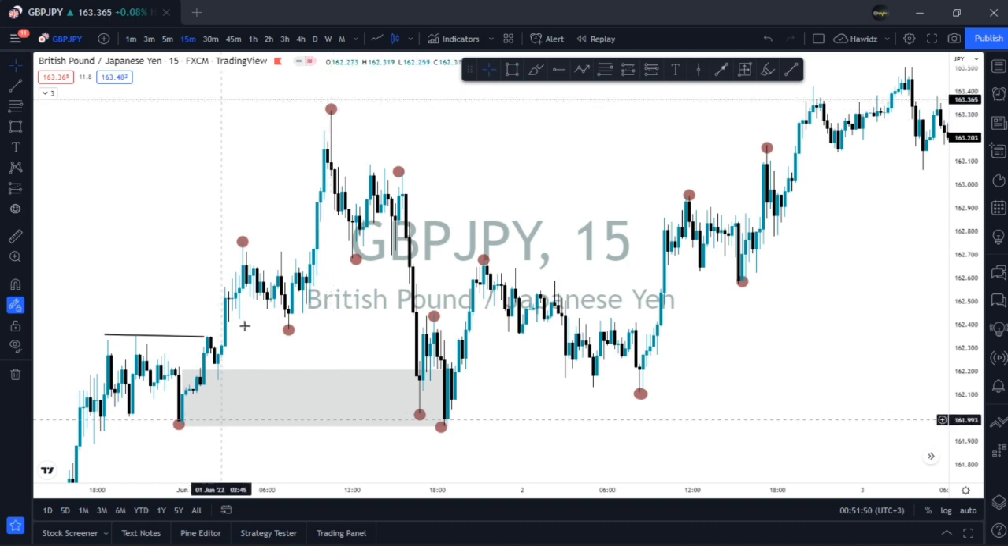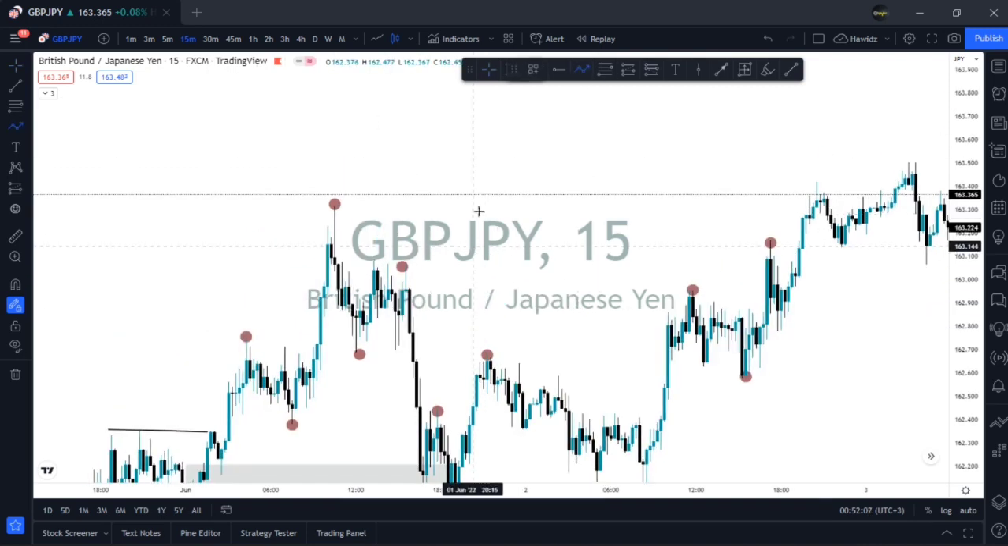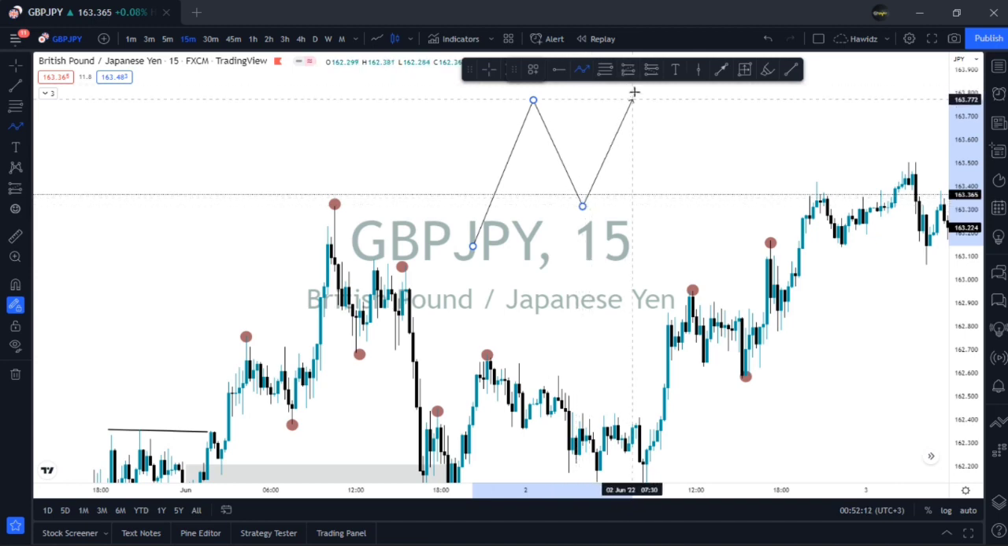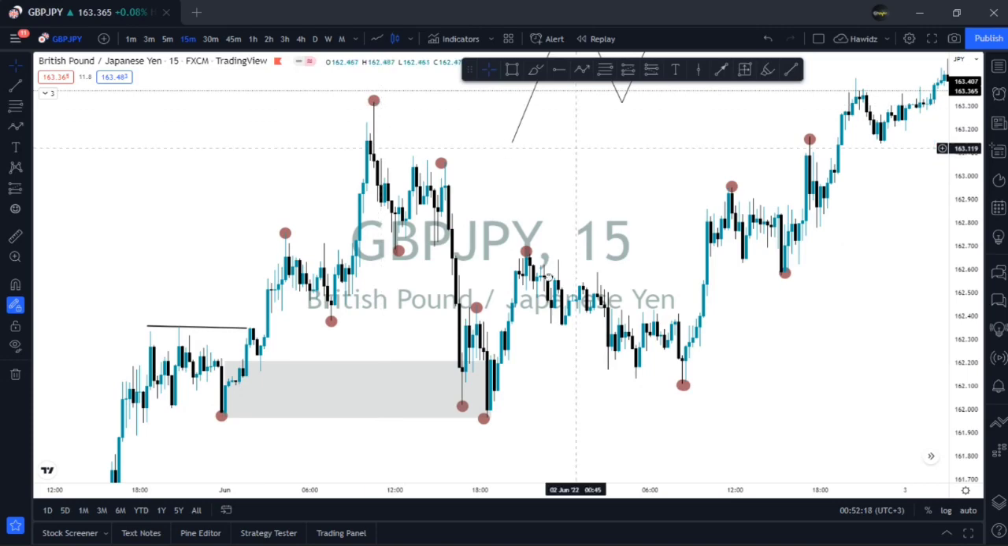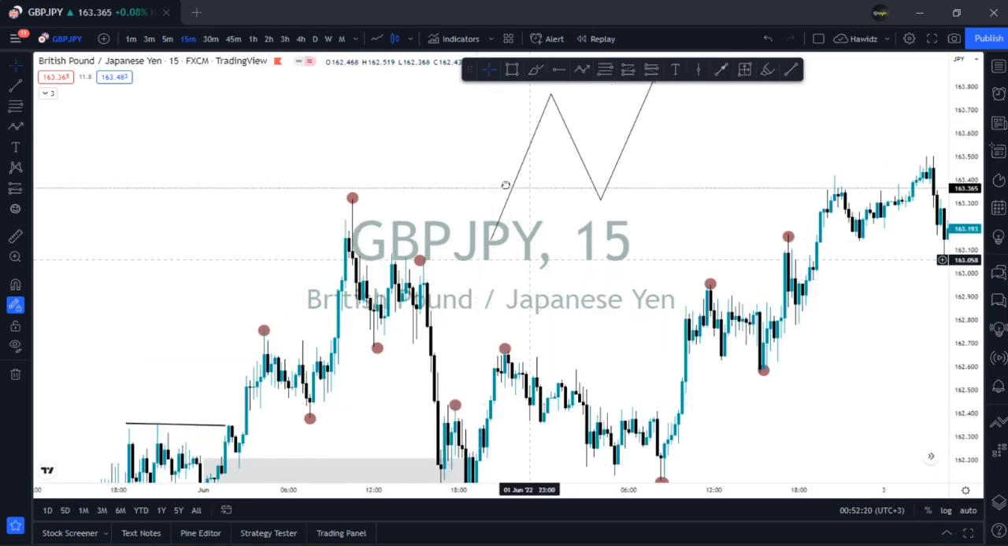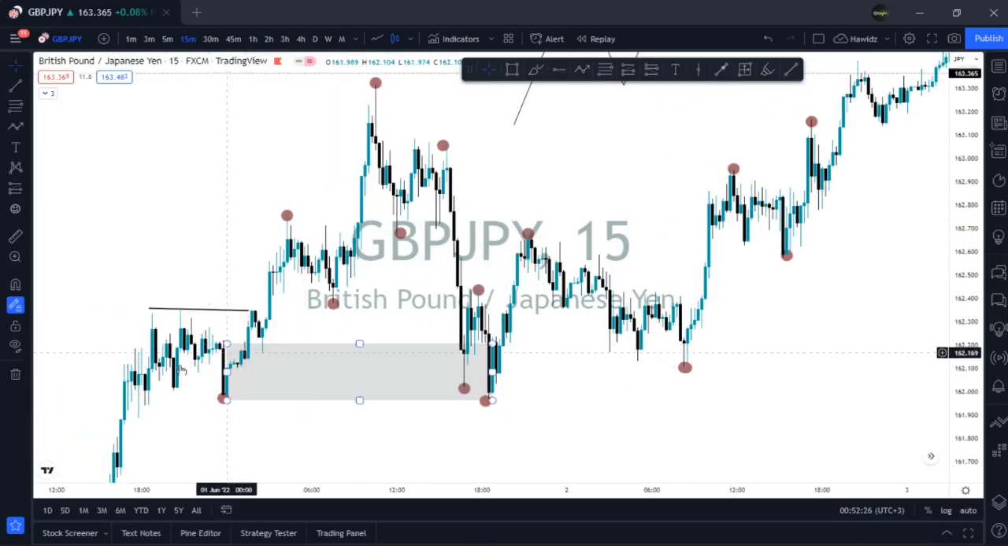So price makes this bullish play here, which is part of a major structural play in the higher time frames. In the lower time frames it looks like there's a break of structure, but in the higher time frames it's simply something like this, and then this, and then this. So price makes this move, and then a pullback, which is this move here. A pullback to where? To the demand zone.